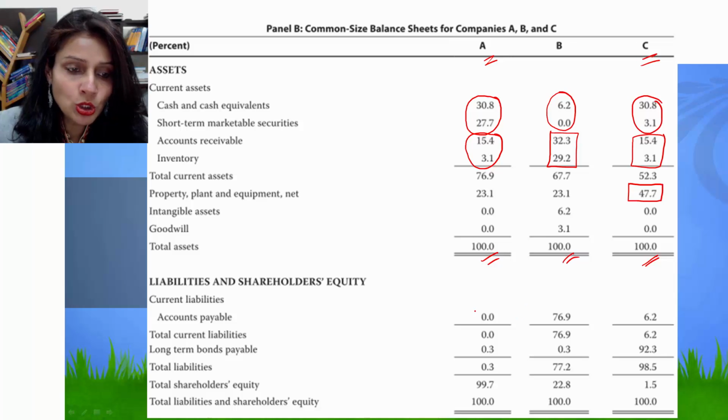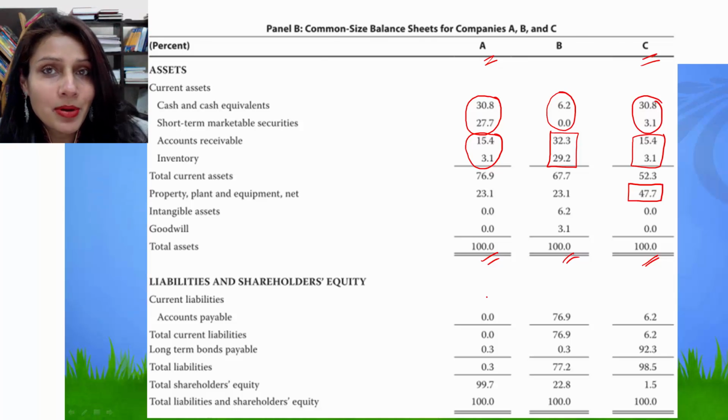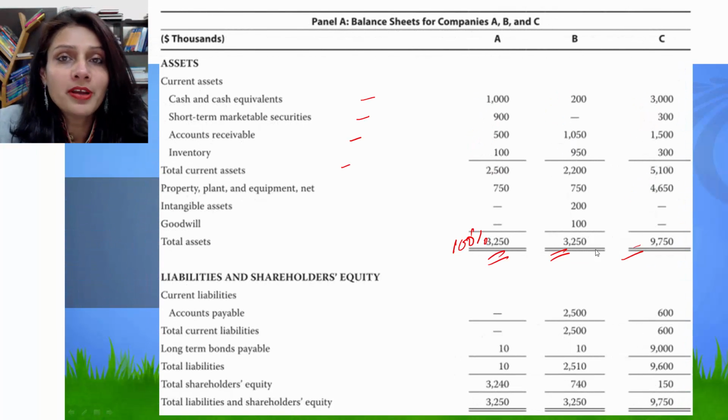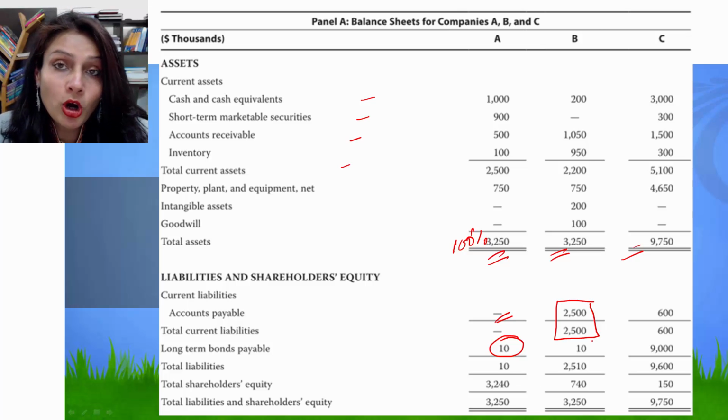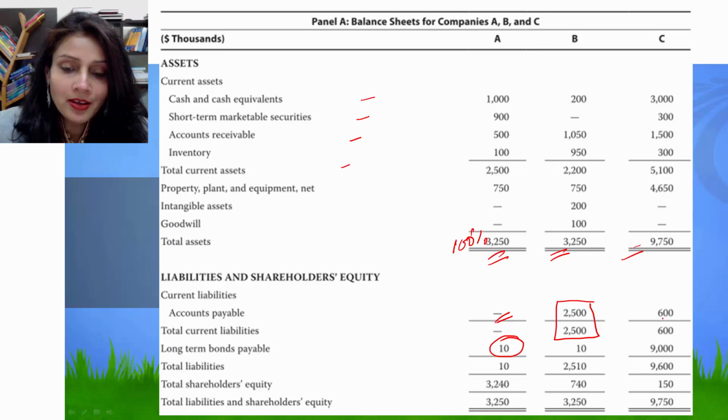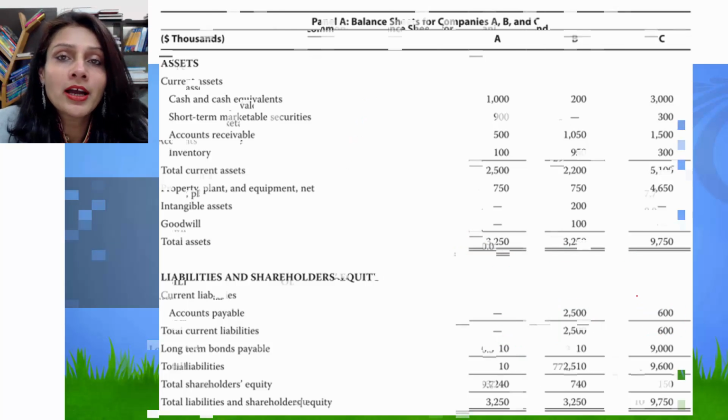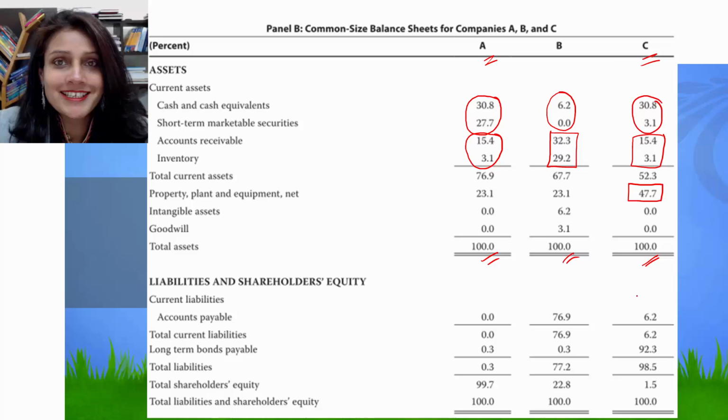Let's come down to look at current liabilities. We can see that company A hardly has any current liabilities. If you remember on the previous slide, company A did not have any accounts payables and it had only 10,000 of long-term bonds. Company B has about 2.5 million of just current liabilities, whereas company C is somewhere in the middle. Now let's look at what it is in terms of common size.